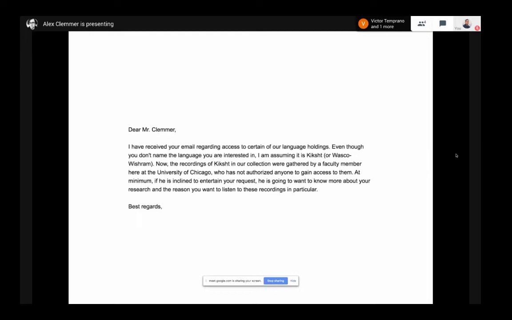So basically, to start, I requested access to a set of materials in the archives of a university. I got this back from the university archivist, and he's basically saying, I can't. If you want access to this material, the sentence that really drives me crazy here is, at minimum, if he, the faculty member, is inclined to entertain your request, meaning for these language materials, he is going to want to know more about your research and the reason you want to listen to these recordings in particular.